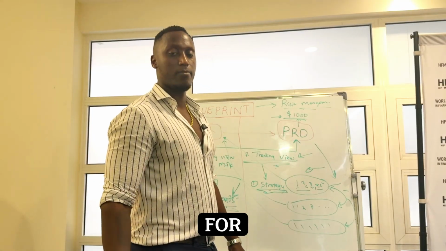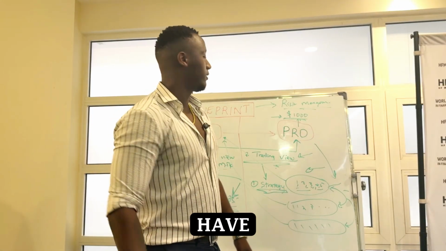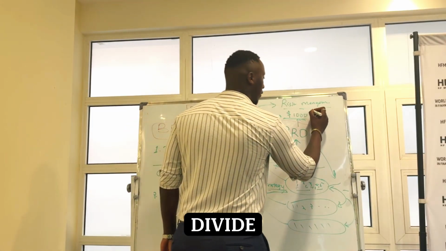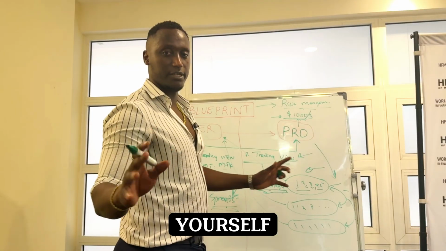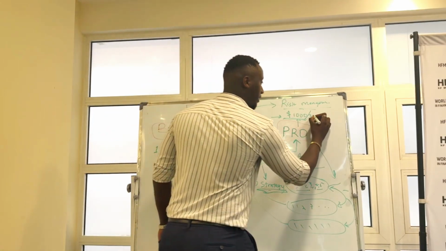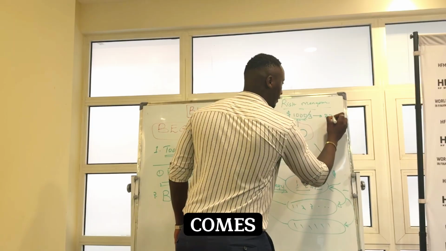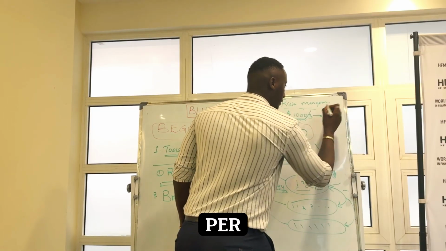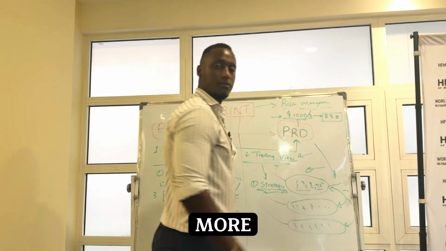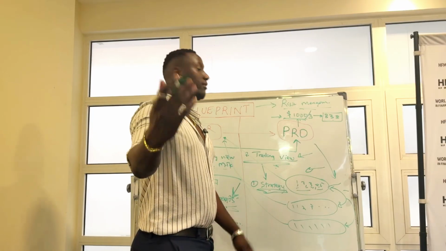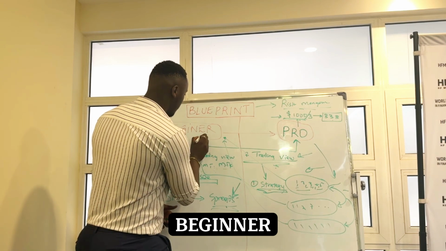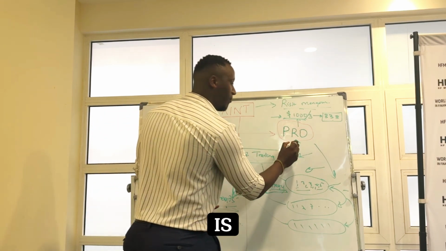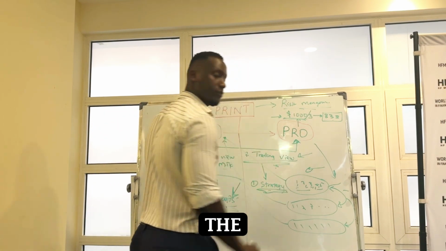If you have 3 trades, then you divide this $1,000 into 3 trades. If you're telling yourself maximum is 3 trades per day, which comes to $333 per trade, and you cannot risk more than this. So these simple things that beginner traders ignore is what makes money for the pro traders.